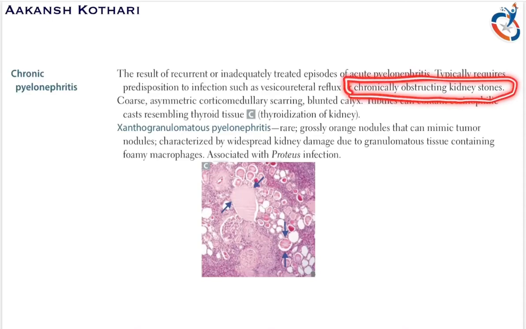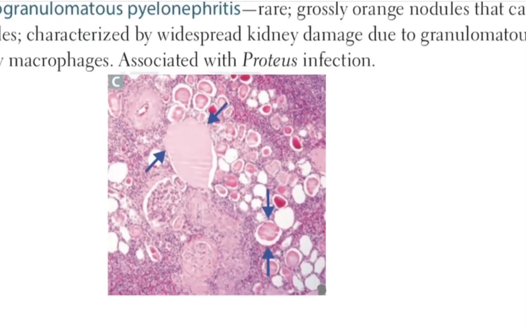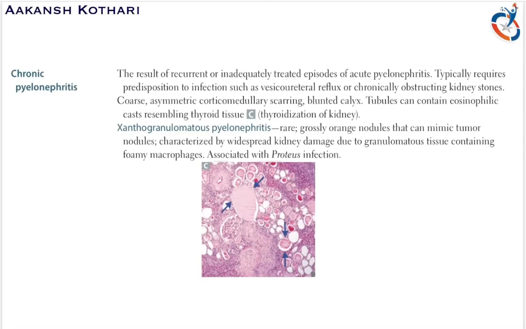kidney stones. Clear? Now, there is a coarse, asymmetric corticomedullary scarring seen, often in cases of chronic pyelonephritis, and there's also blunted calyces. Now, the tubules contain eosinophilic casts resembling thyroid tissue. That means when you look at the histopath, you see this kind of tissue, which is often seen in thyroid gland histology, and hence it is called thyroidization of the kidney.